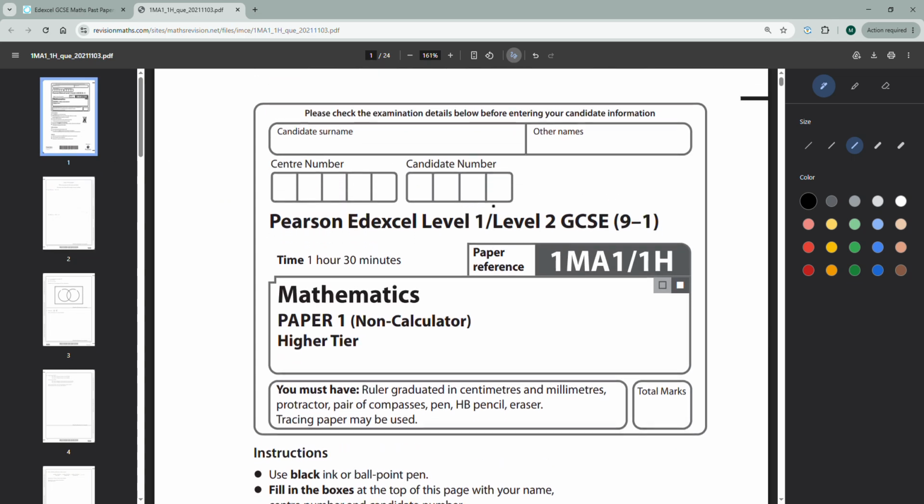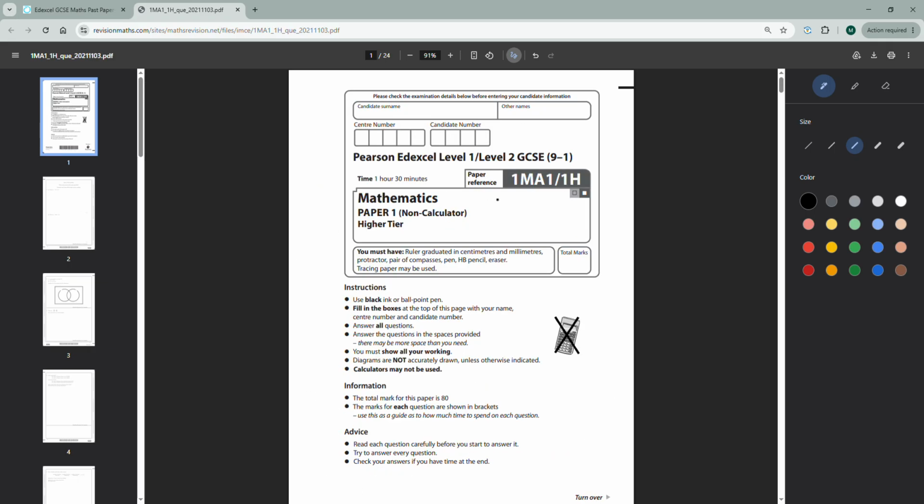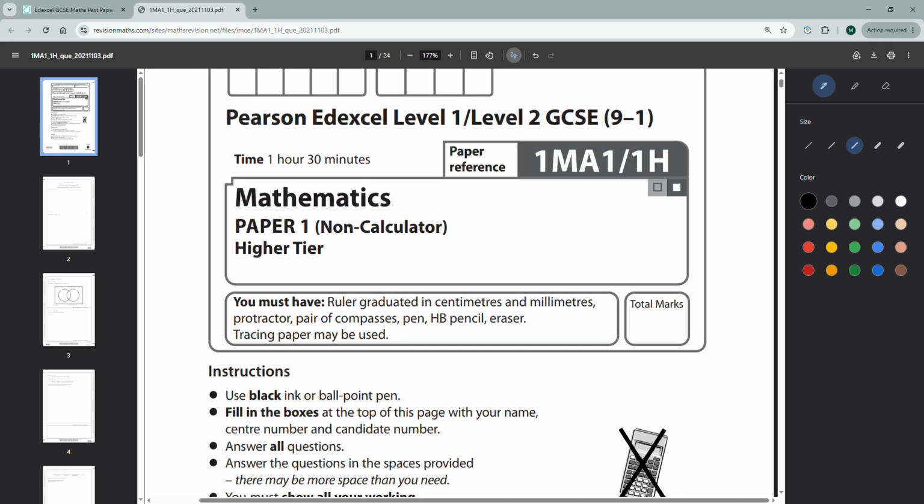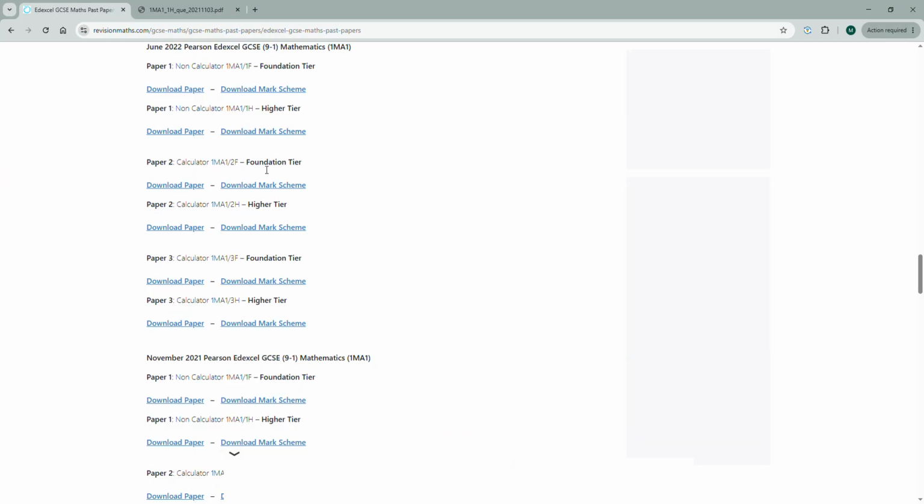Hello everyone, and today I'm going to be doing a past paper of maths because I'm very bored and I decided to do this for fun. So this is a random past paper I found from November 2021.